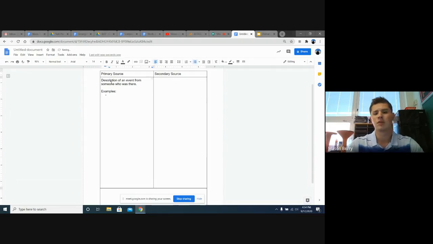Our first example of each, we're going to talk about some examples of primary sources. We'll get to secondary sources here in a little bit. So our first example of a primary source is an artifact. An artifact is anything that was used by a person at a specific event.